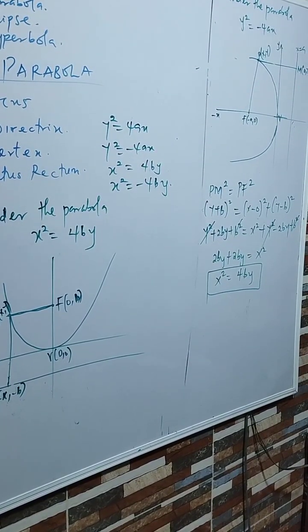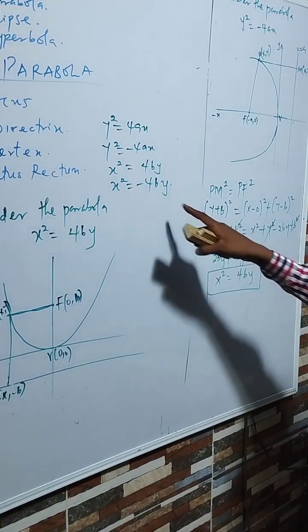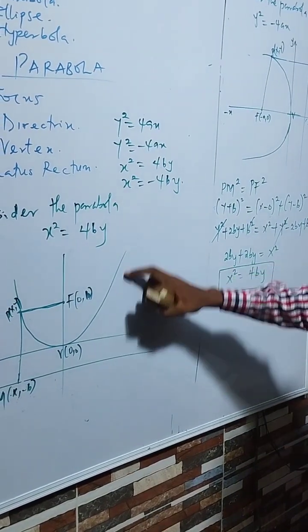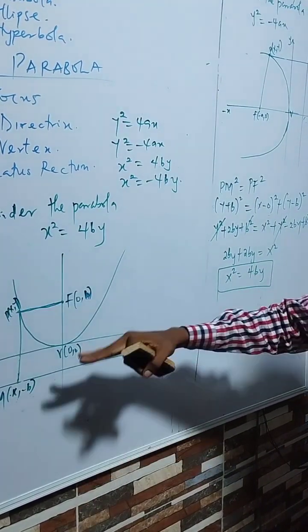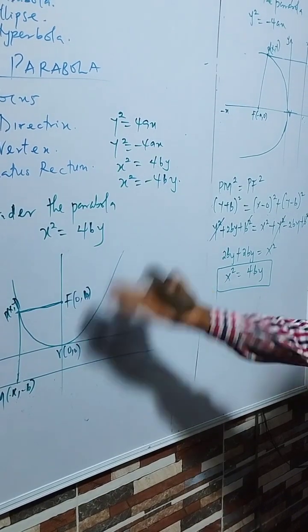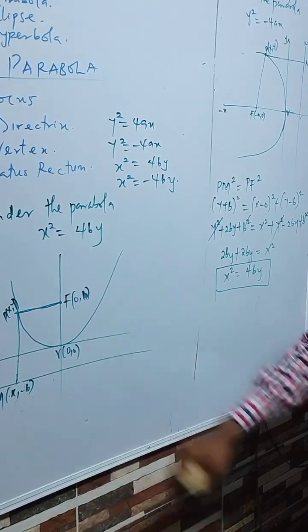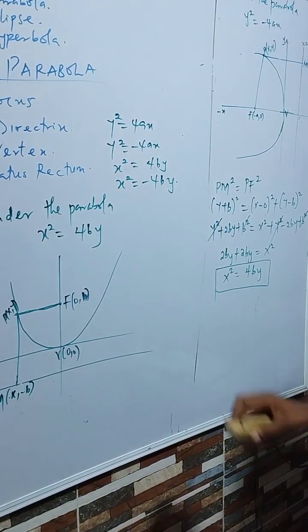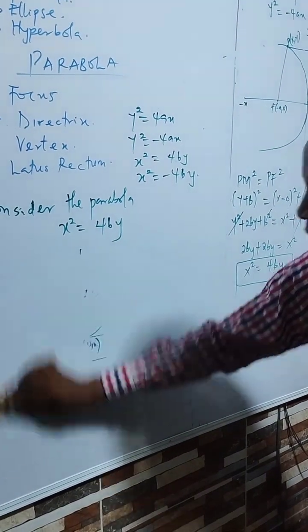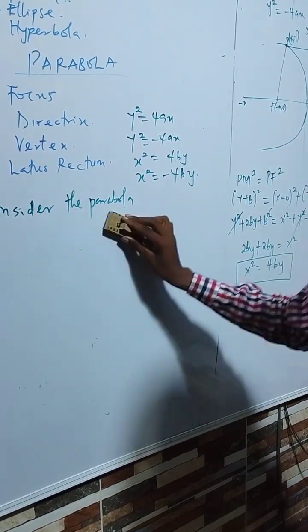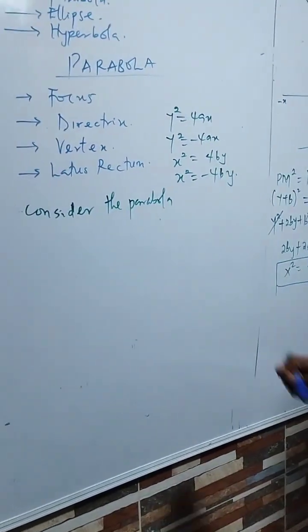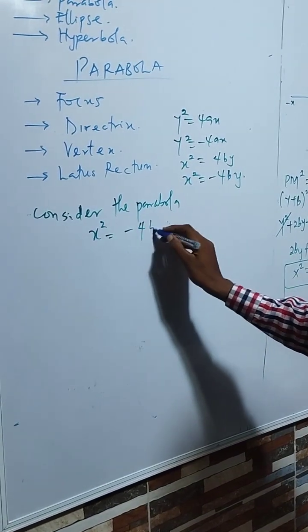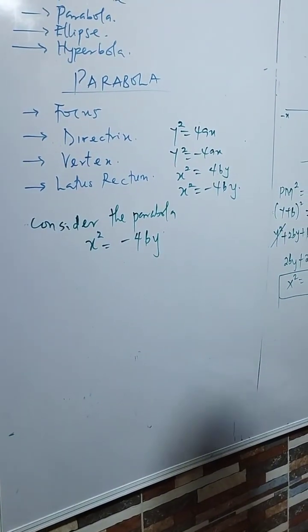Now let's consider the last one, which is saying that x squared is equal to minus 4by. In this case, this particular curve will no longer be a minimum curve passing through the vertex, but it will be showing a maximum curve which is also passing through the vertex. So we are going to consider that here quickly. That's the case we want to quickly consider.